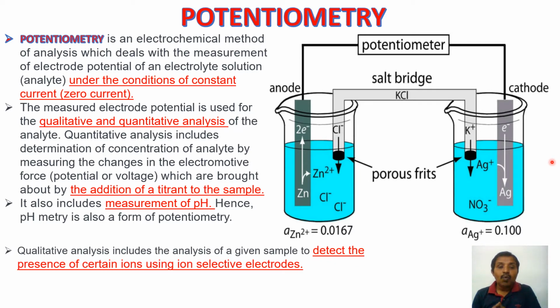Now, by using the potentiometric methods, we can do qualitative analysis also, that is, identification of the sample, to detect the presence of certain ions using a selective electrode. In potentiometry, we can do qualitative and quantitative analysis. Quantitative analysis is the change in concentration with the addition of titrant, as well as qualitative analysis.